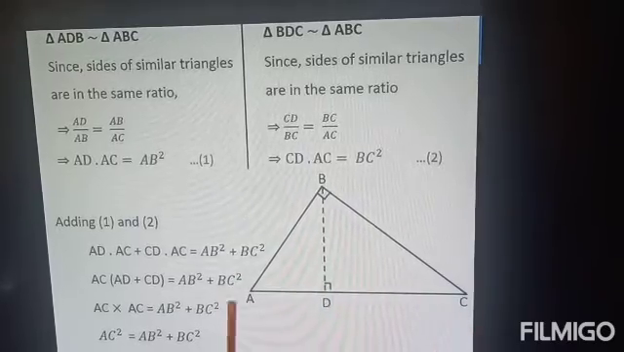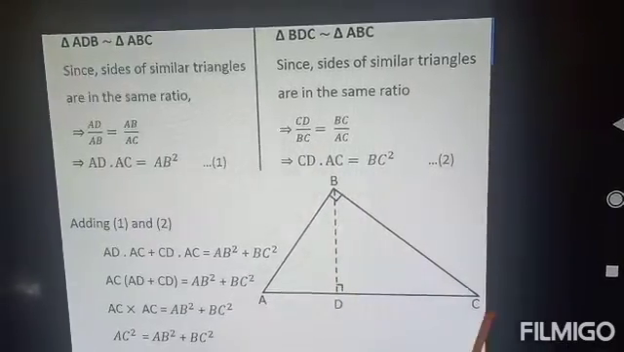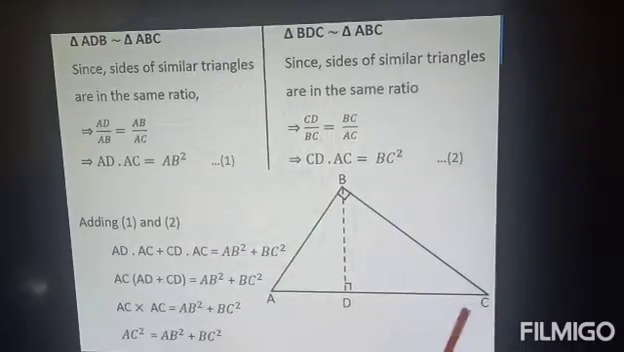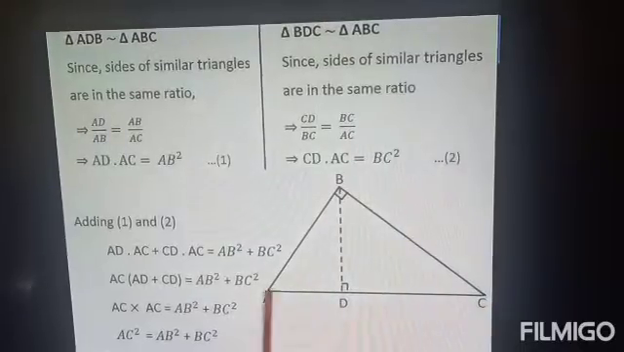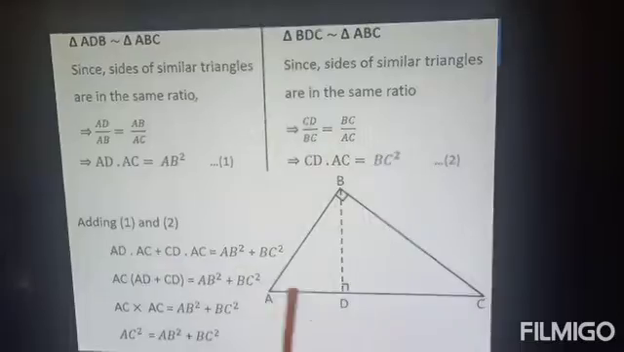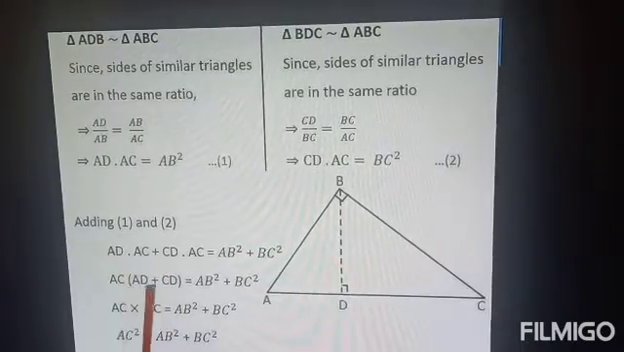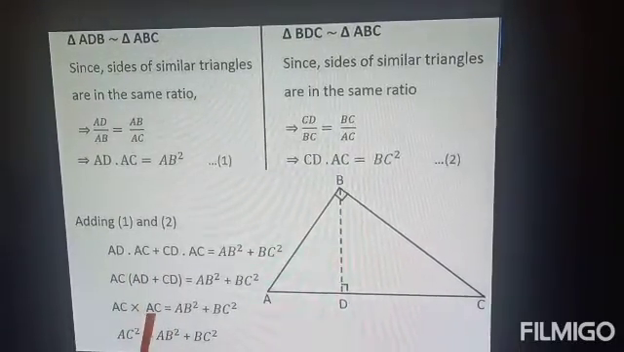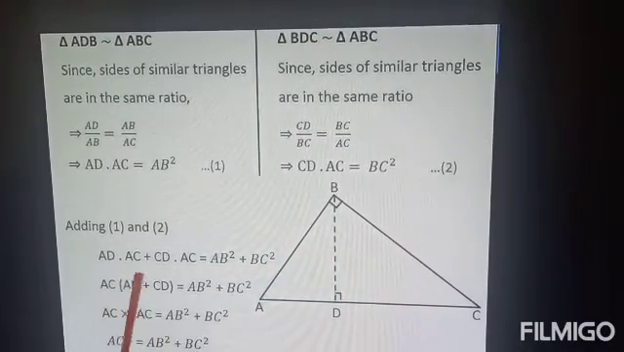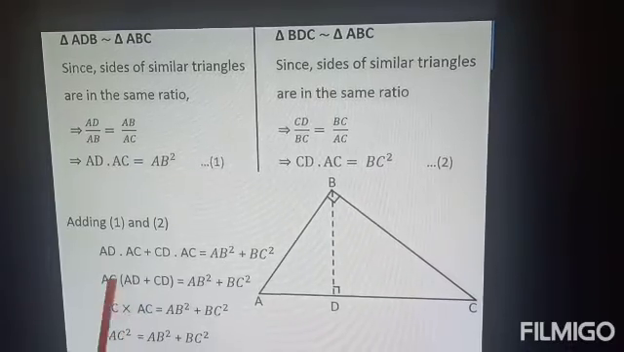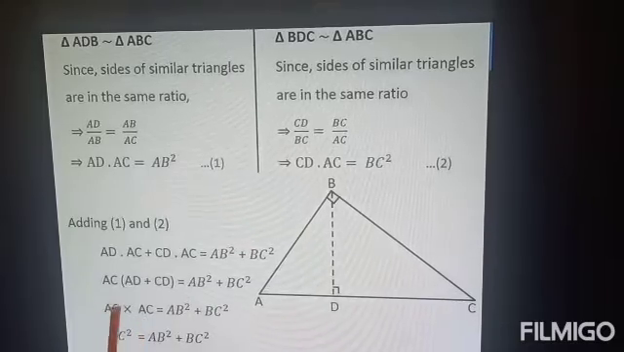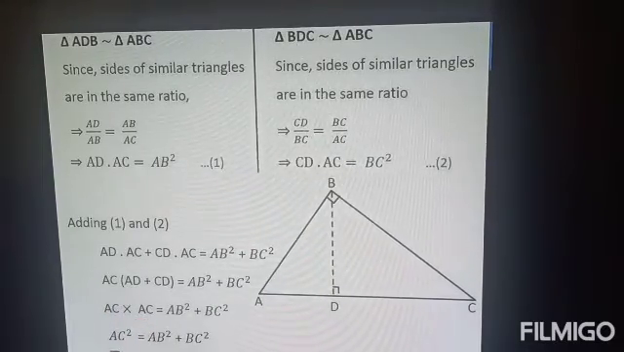AD plus CD means we can replace AD plus CD by AC. Means by adding these two sides we will get AC. Understood? AD plus DC or CD, that means AC. So this part AD plus CD we can replace by AC. AC is already once outside, and this also means the same thing, AC. Therefore AC into AC is equal to AC square.